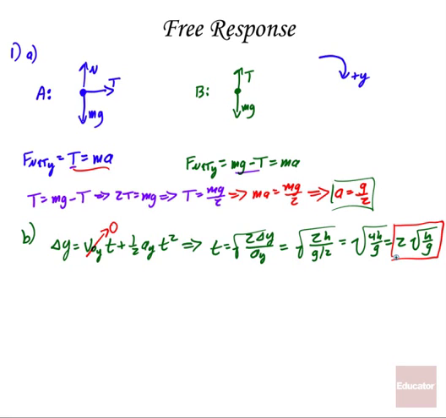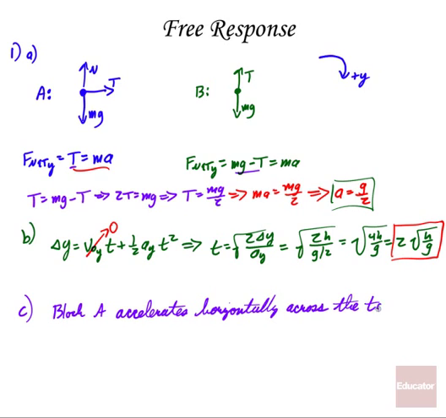Now for part C, it says describe the motion of block A from the initial time until B strikes the floor. Well, during that time, block A is just going to accelerate horizontally across the table. So let's just write that. Block A accelerates horizontally across the table.